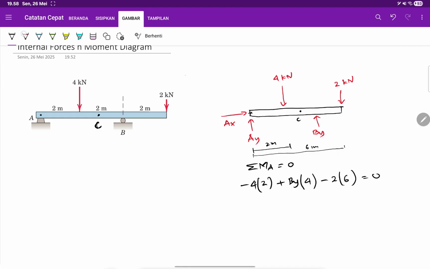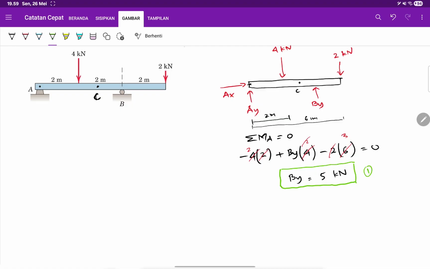So if you divide by 2, and then divide by 2 again, you will have 2 here and 3 here, so your By will be equal to 3 plus 2. Minus 3 minus 2, so it's 5 kilonewtons. That's the By. So let's mark it with green color. This is the first unknown that you get.